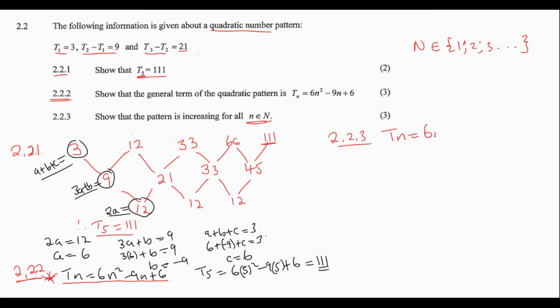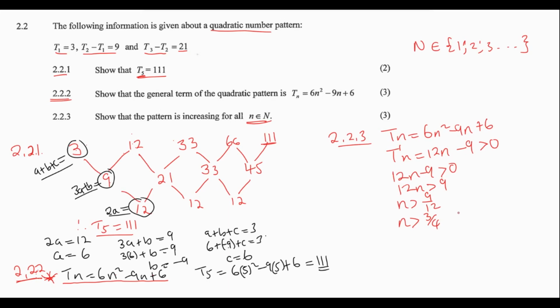Tn is equal to 6n squared minus 9n plus 6. So the derivative with respect to n is 12n minus 9. Then this derivative should be greater than 0, and we solve for n. 12n minus 9 greater than 0, so 12n is greater than 9. Then n is greater than 9 over 12, meaning that n is greater than 3 over 4.